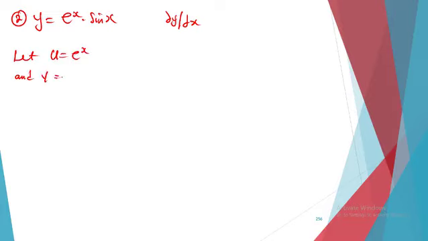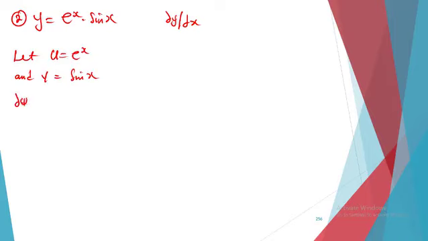Example number 2. Assuming we are given the value of y to be equal to e to the power x times sine x. To find dy over dx, the first thing we need to do is to say let u be equal to e to the x and our v be equal to sine x.